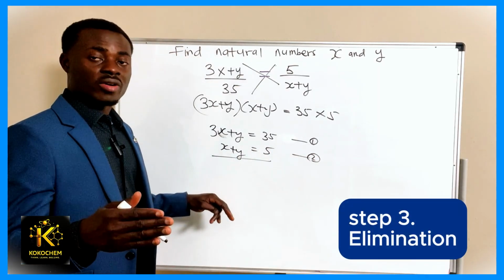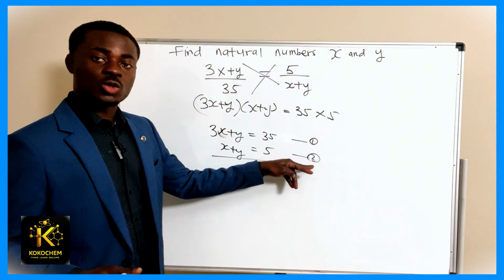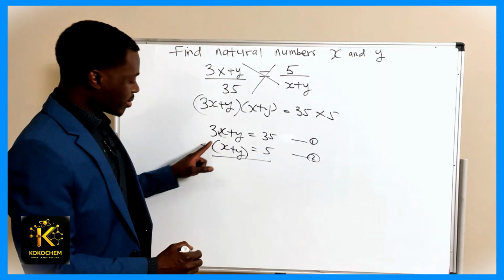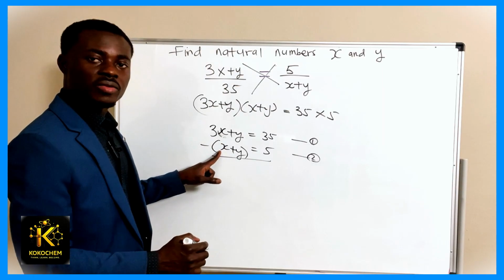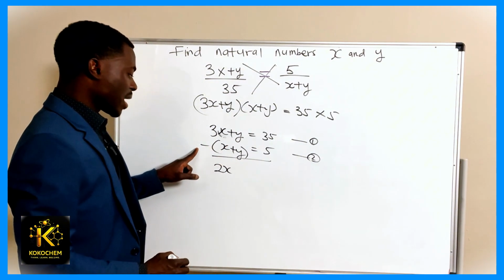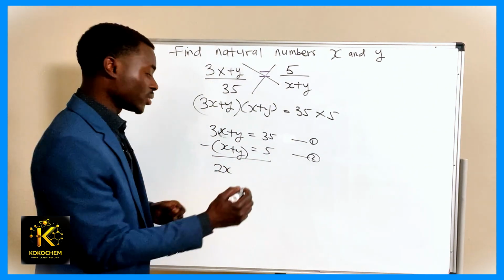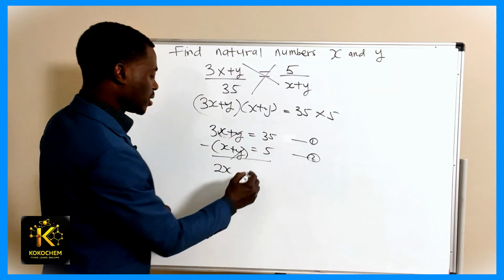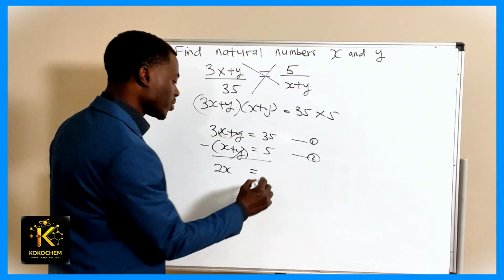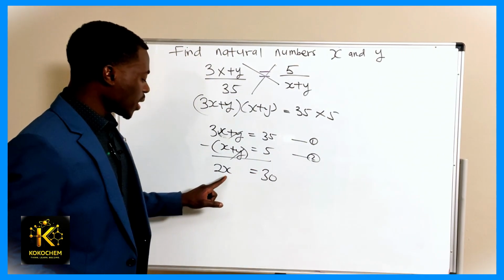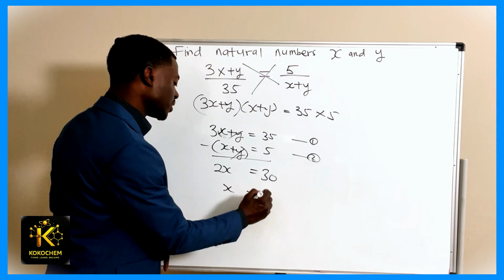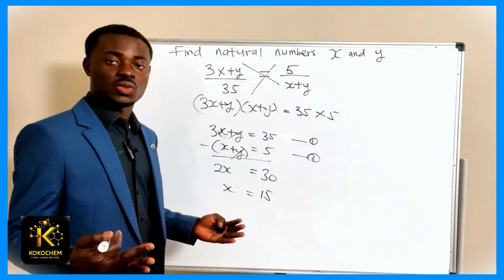Step 3 is to perform elimination. So let's do equation 1 minus equation 2. We will have 3x minus x, which gives you 2x. y minus y gives you 0, so it cancels out. Equal to 35 minus 5, which gives you 30. 2x is equal to 30, right? Therefore, x is equal to 15, because you divide both sides by 2, okay?